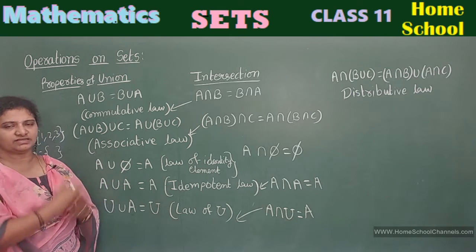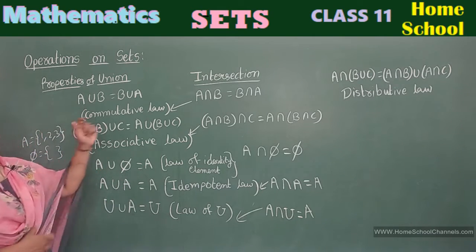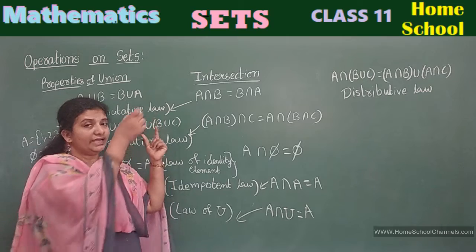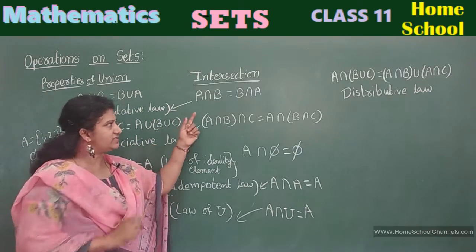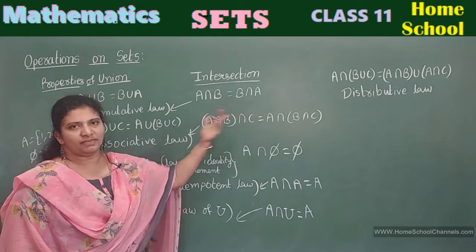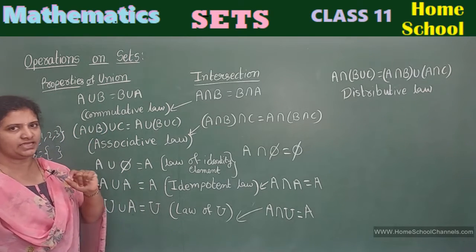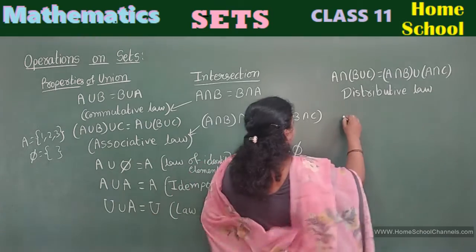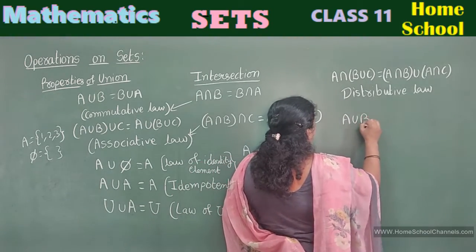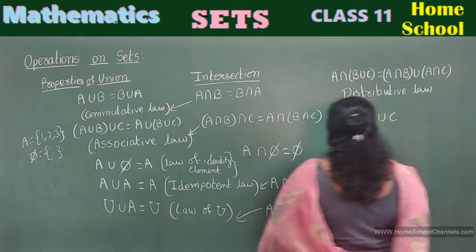A circle and B circle will be shaded. Then coming to A intersection B, the intersecting part of the two circles will be shaded. In the same manner, B intersection A. Now coming to A union B union C, the Venn diagram we are going to see now.